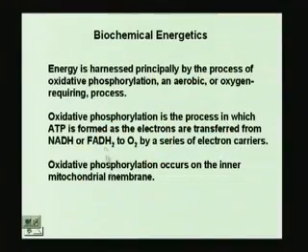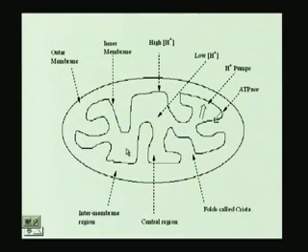So, what we are going to look at is oxidative phosphorylation, which is the process by which ATP is formed as the electrons are transferred from NADH or FADH2 to oxygen by a series of electron carriers, and this occurs in the inner mitochondrial membrane.